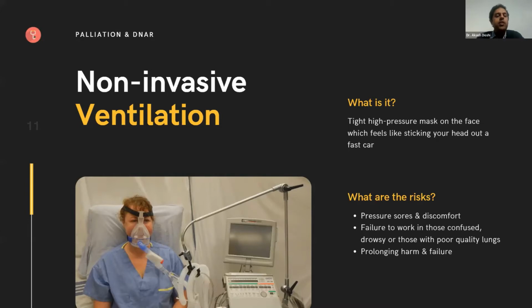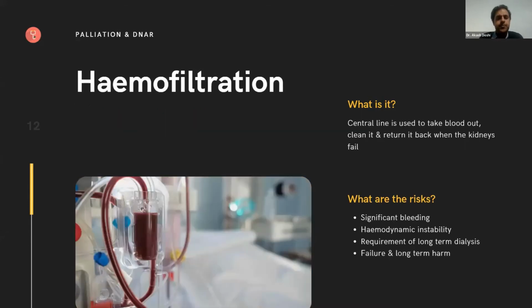So again, we need to make sure that we're selecting the right people for non-invasive ventilation, because if they're confused or drowsy, or they're people that aren't really going to engage with this treatment, all it's going to do is not work, cause a lot of distress, and basically, once again, prolong harm and ultimately fail. Again, questioning, are we simply prolonging the inevitable?